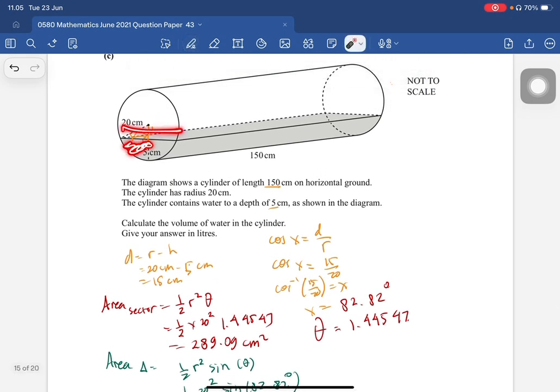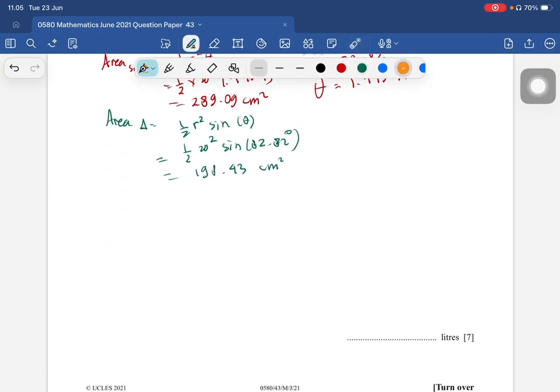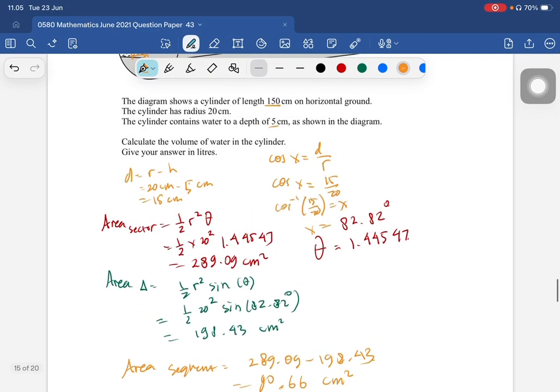So let us find the cross-sectional area, only this area. So the area of the sector, we will minus the area of the triangle. So here I will write the area of the segment is 289.09 minus 198.43. So it's going to be 90.66 centimeters squared.